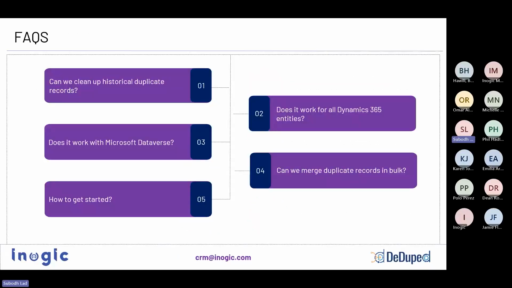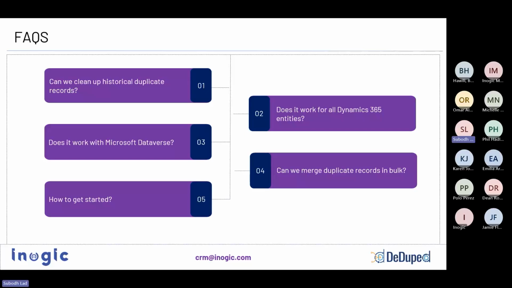Okay, so we'll just quickly go over the frequently asked questions here. The first one being, can we clean up historical duplicate records? Yes, we can, as we just went over in the CRM system itself, and with our tool as well, you can clean up all your historical duplicate data. The second one being, does it work for all Dynamics 365 entities? Yes, it does. It works with all your out of the box as well as all your custom entities.